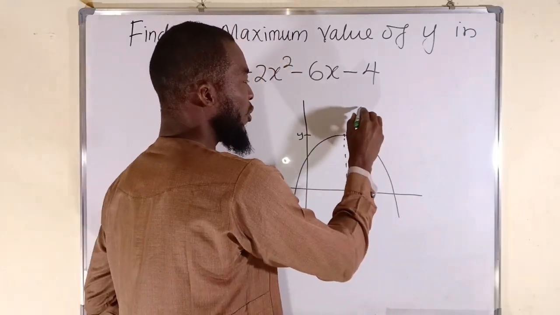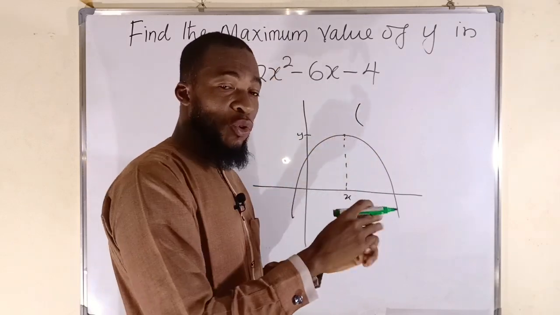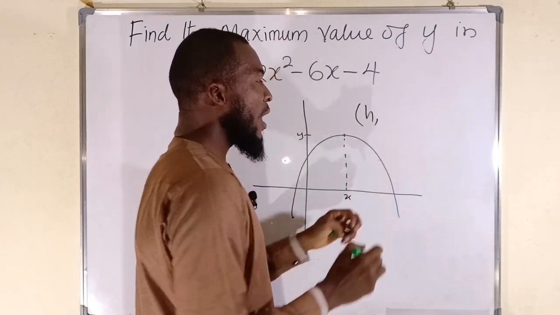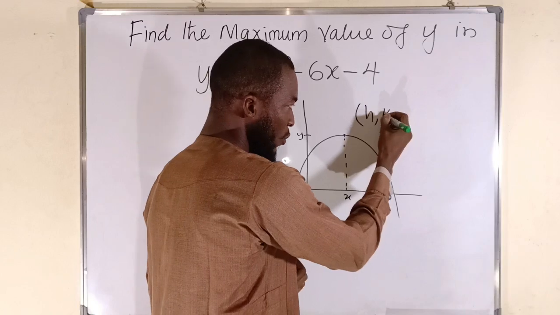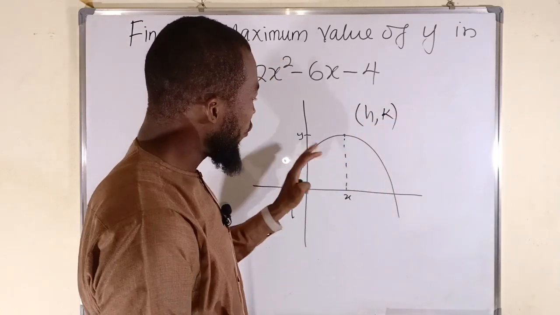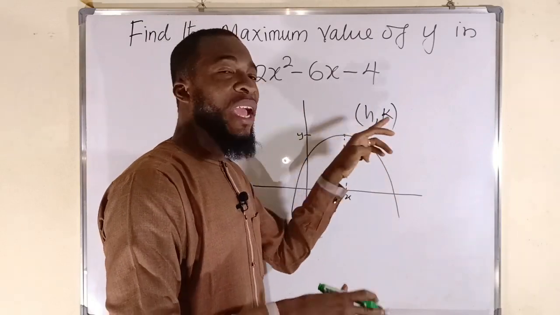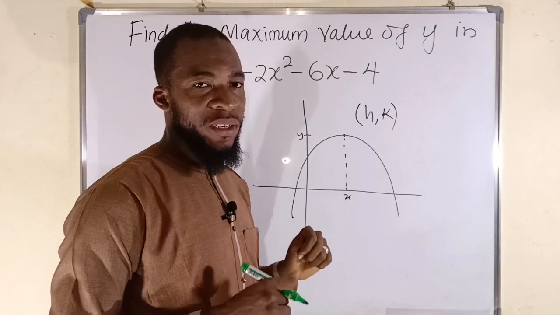And a vertex form will be what? The value of x at that point, which we normally represent with h, right? And the corresponding value of y at that point, which we normally represent with k. So if we are able to transform this into a vertex form, the value of k at that point is said to be the maximum value of y in that equation.